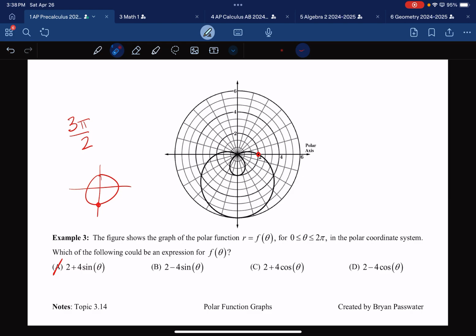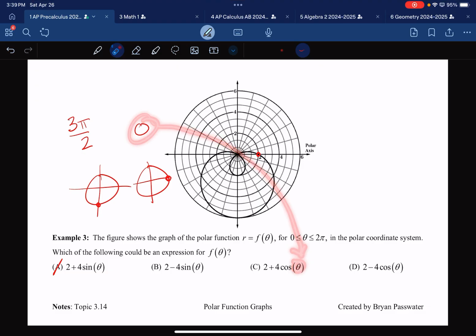I should have started there. If I plug in 0, 0 on my unit circle is pointing straight to the right. Plugging in 0 for theta, sine of 0 is 0, so this entire thing is 0, and 2 minus 0 is still 2. Okay, so this one is still in the running. It made it.